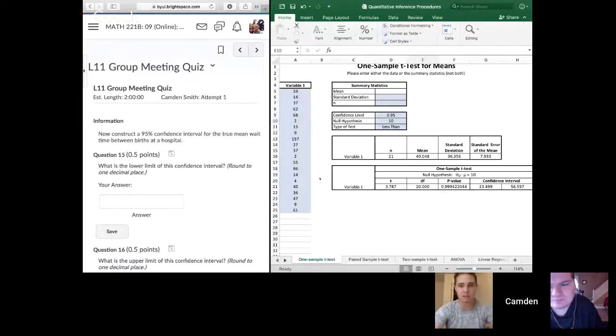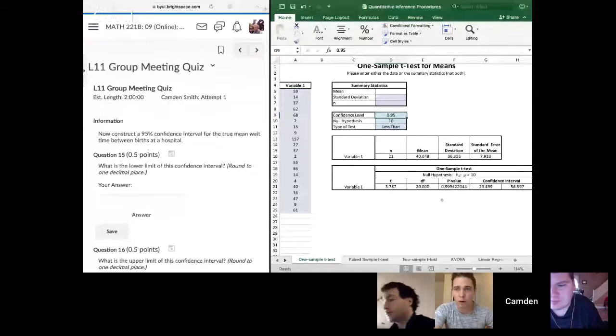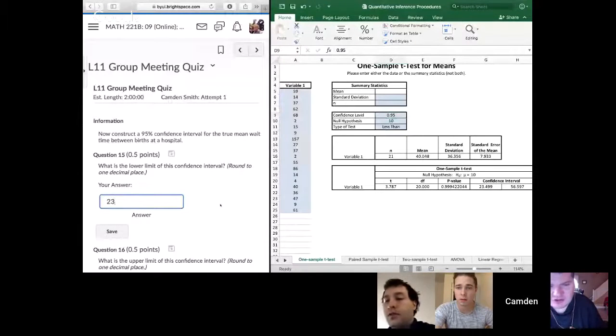Now construct a 95% confidence interval for the true mean wait time between births at the hospital. Isn't it right there? Is that 95%? Oh yeah, because the confidence level is right there. So the lower bound is 23.499.